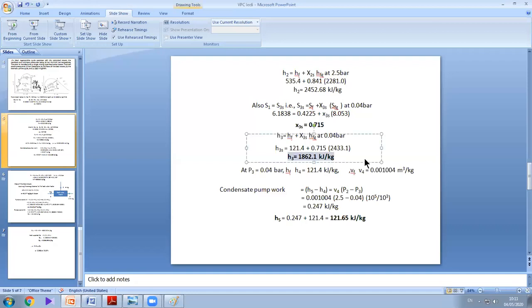So almost a nearer value. If you want, you can also find X3, the dryness fraction.